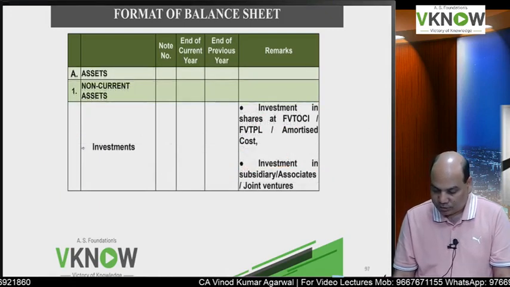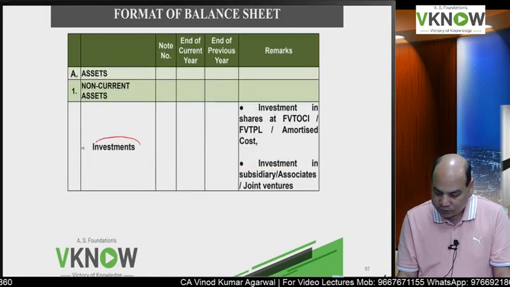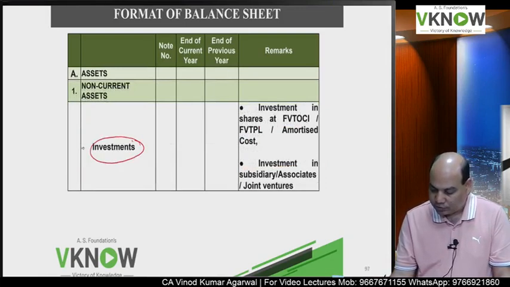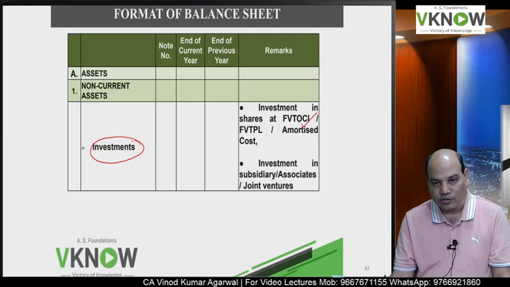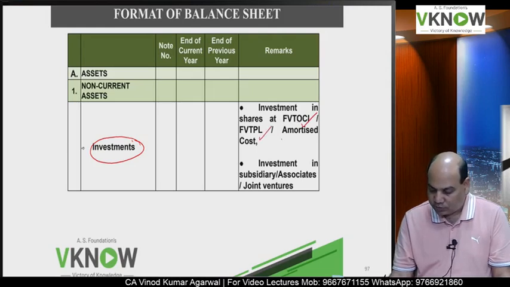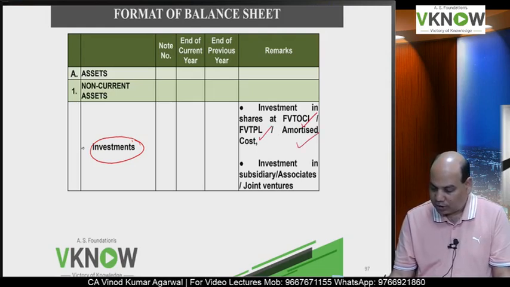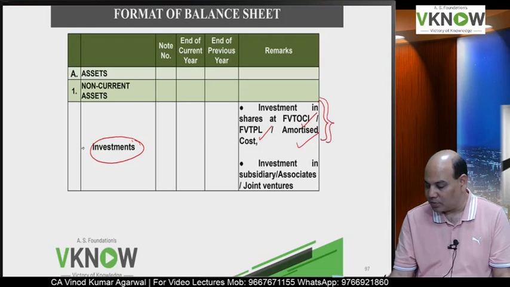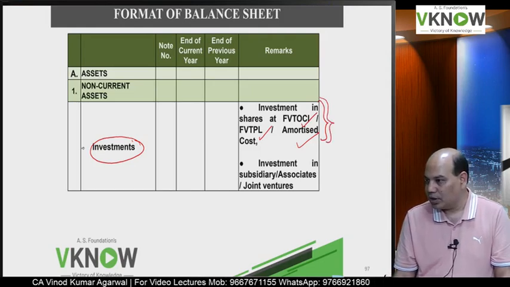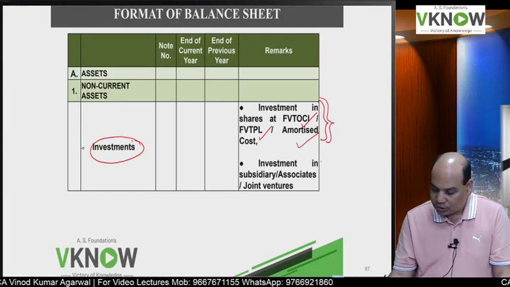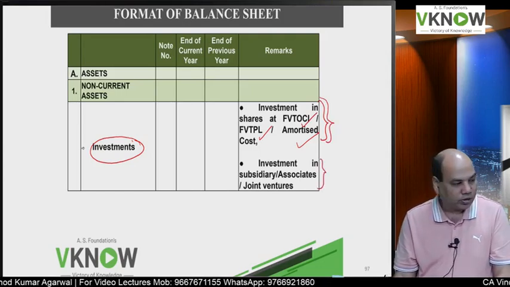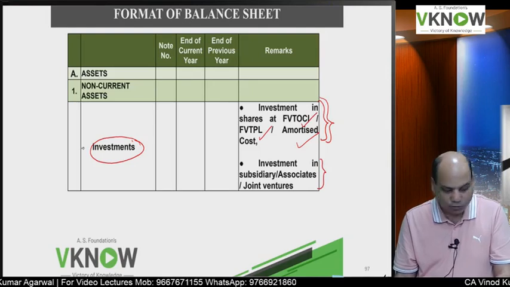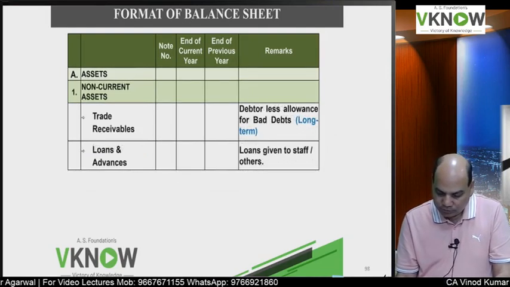Then investment. Under financial asset we will show investment. Investment in FVTOCI instruments is separately disclosed. Investment in FVTPL. Investment at amortized cost. These are the 3 categories of financial asset as per Ind AS: FVTPL, FVTOCI and amortized cost. Similarly, if you have investment in subsidiary, associate, joint venture, it will be disclosed separately.